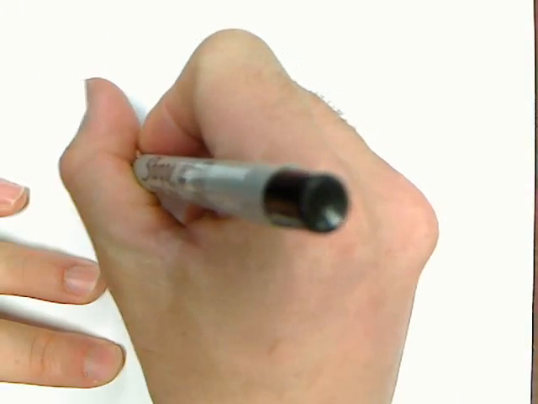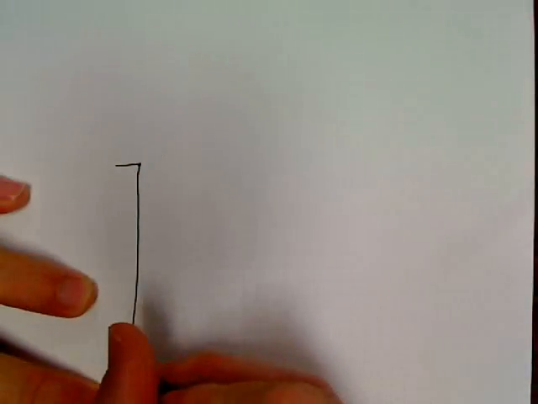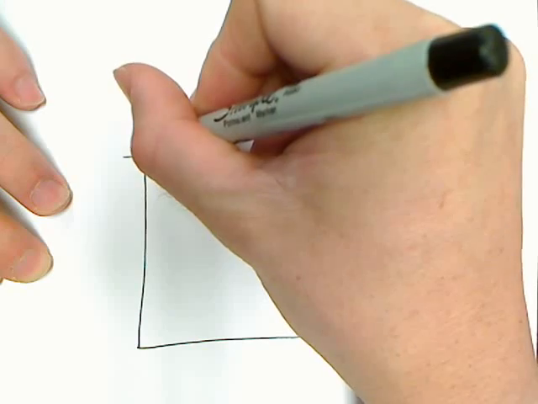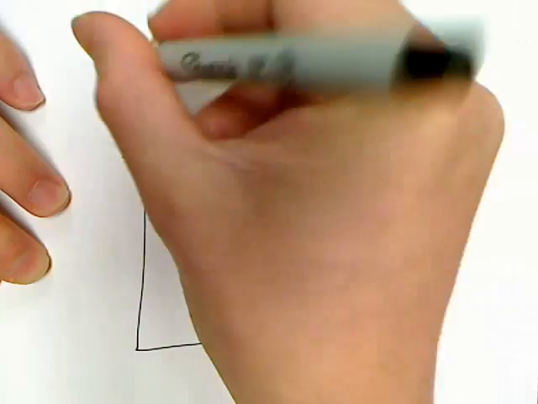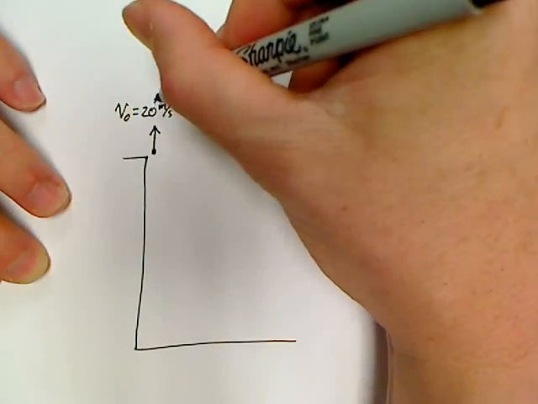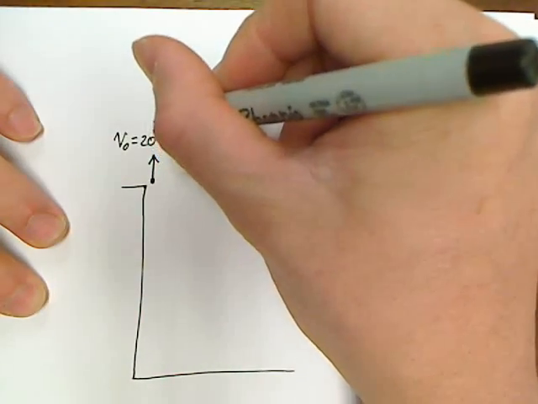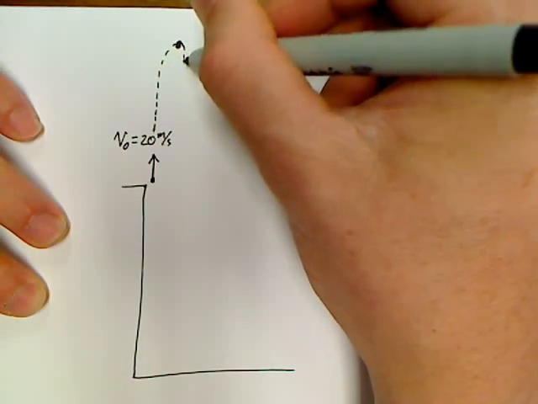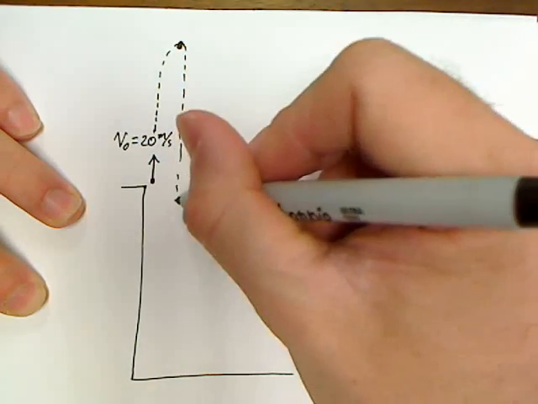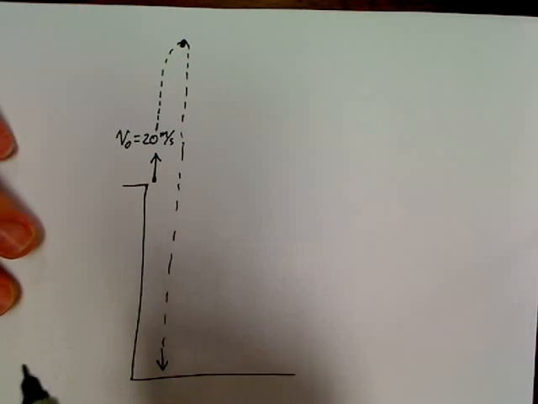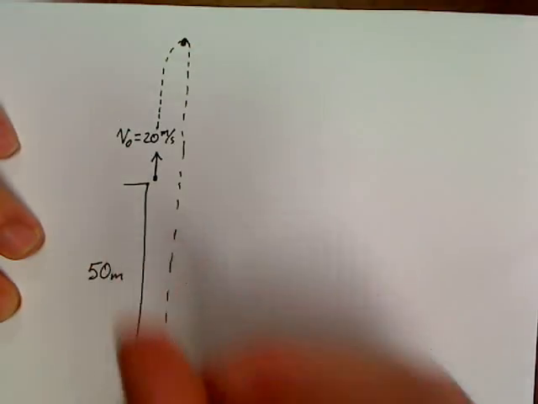All right, this problem is going to keep us kind of busy. Let's draw a nice building here. So there's our building, and somebody throws a stone upwards with a speed V0 of 20 meters per second. Now this stone goes up into the air, gets to some crest, and then falls back down towards the ground. The only other thing they told us is that this building is 50 meters.